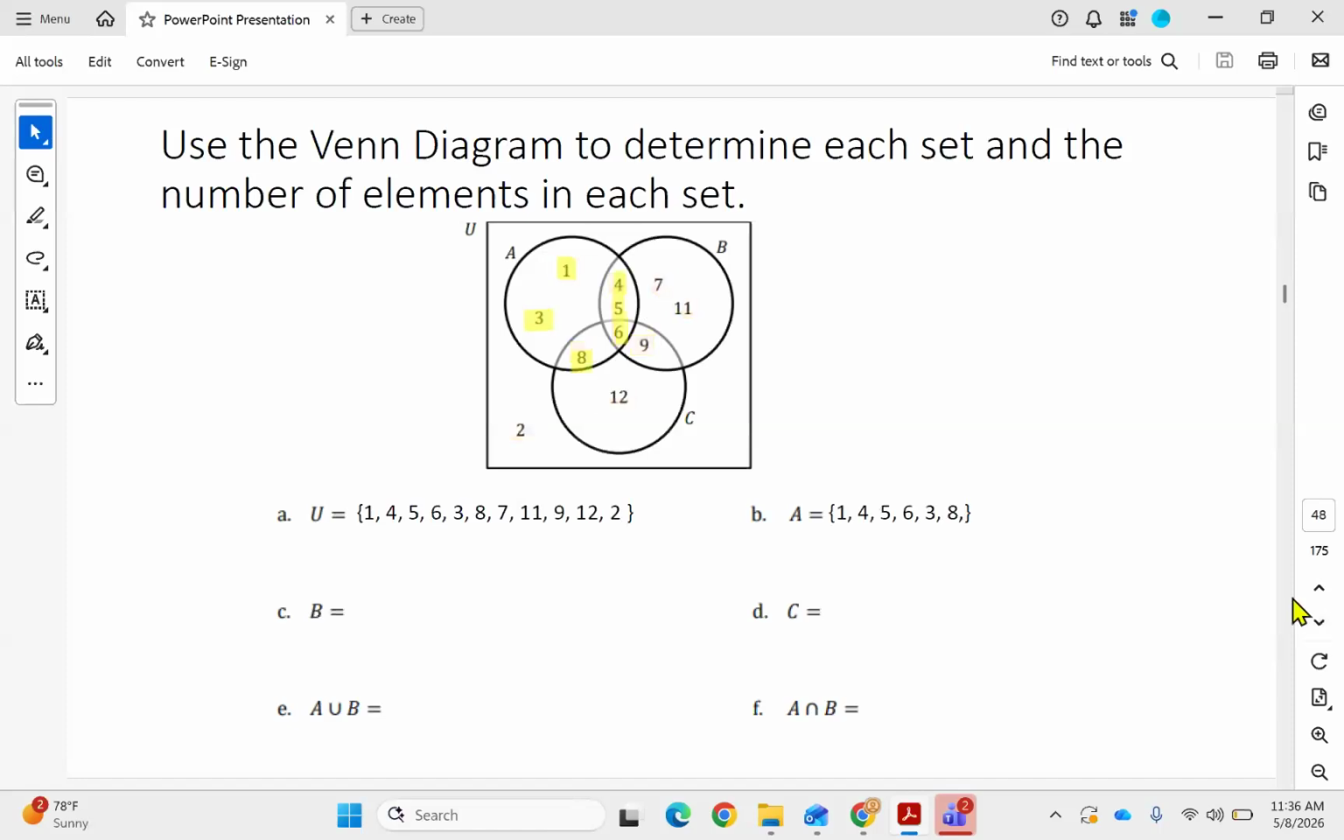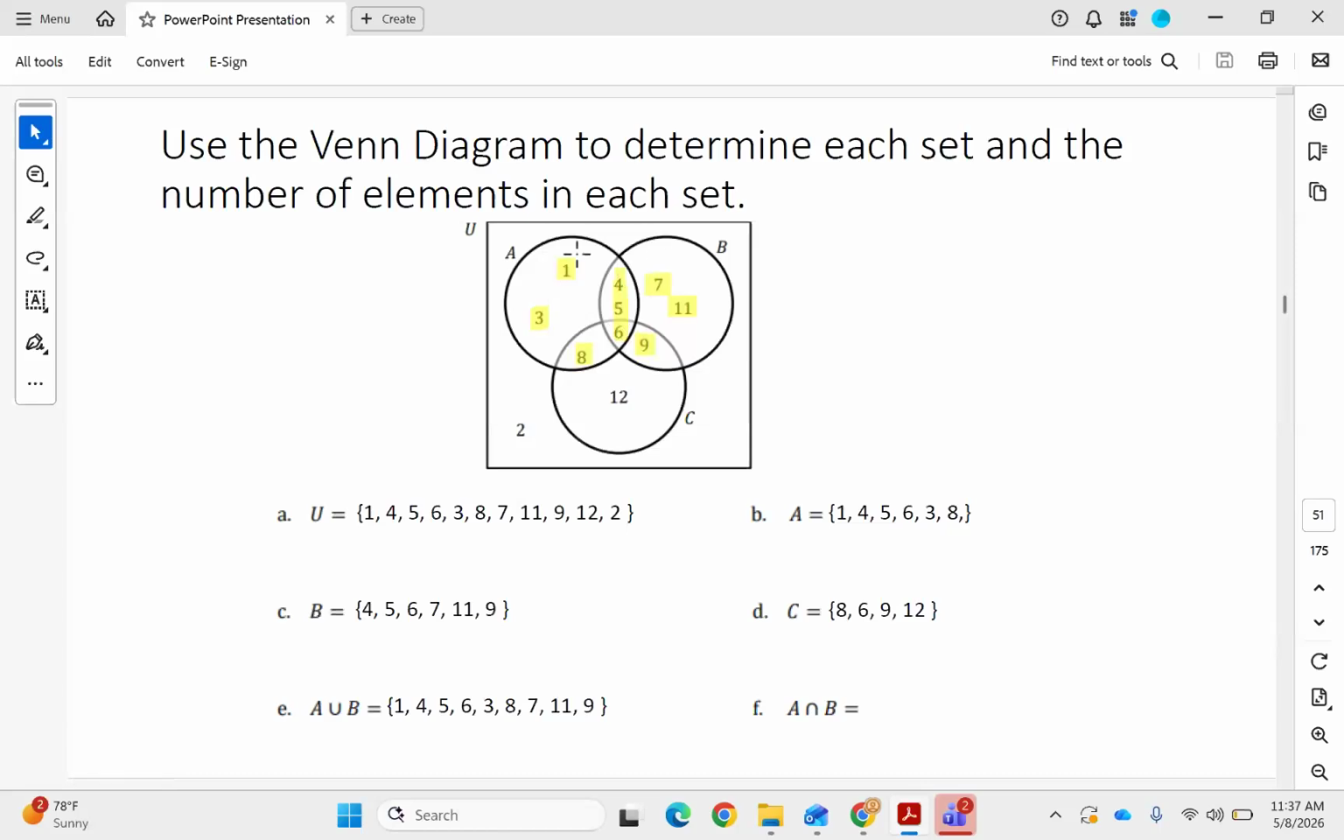And then A would be the numbers that are part of A, like 1, 3, 4, 5, 6, and 8. B would be the numbers that are in B. Let me see if I can. There. So these would be 4, 5, 6, 7, 9, and 11. C is the numbers that are inside the circle that represents C. So this is 6, 8, 9, and 12.